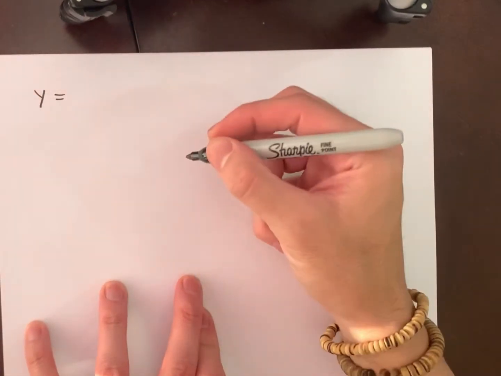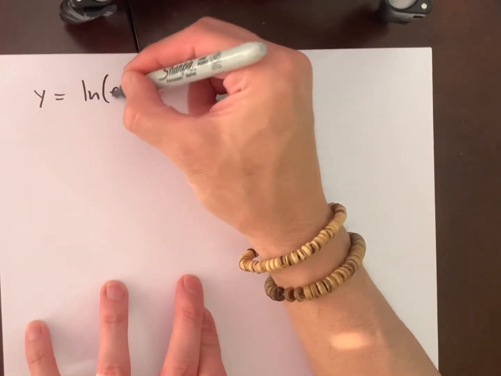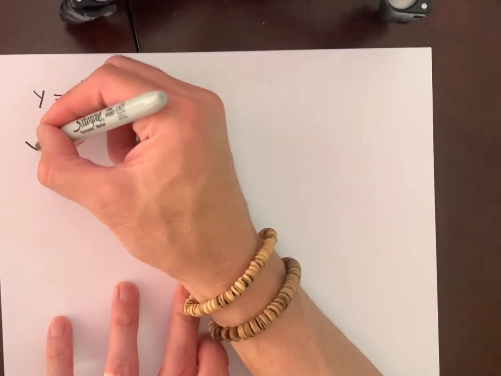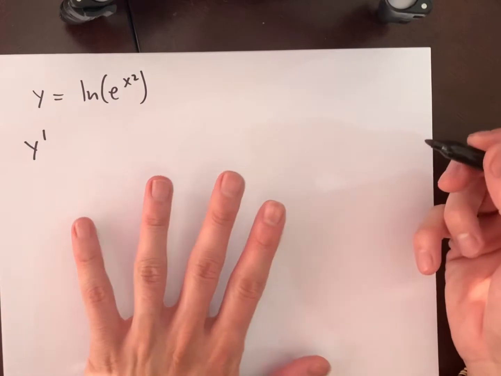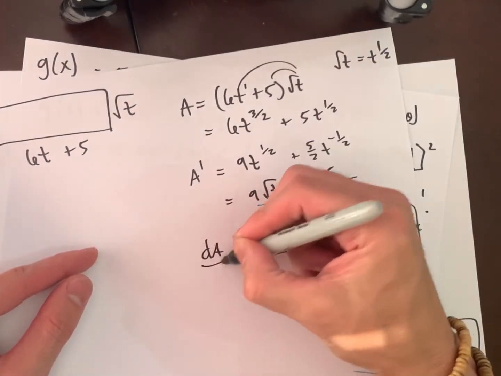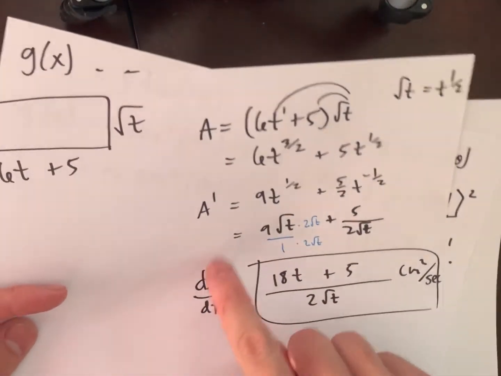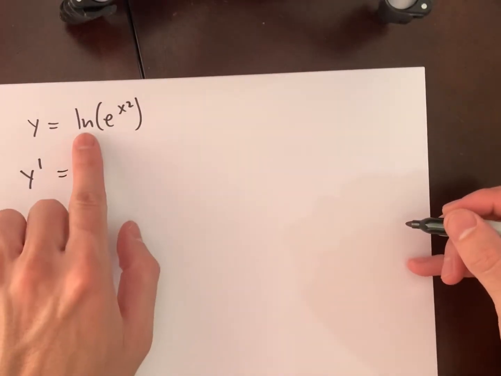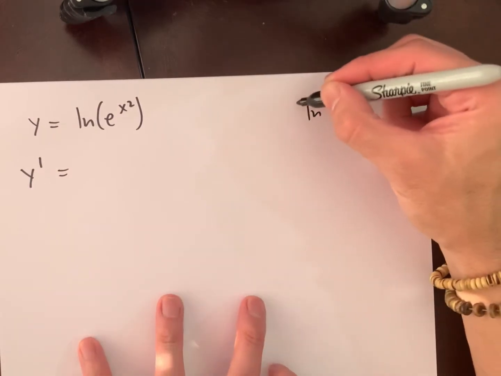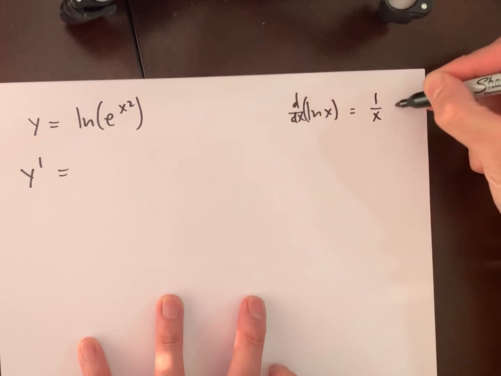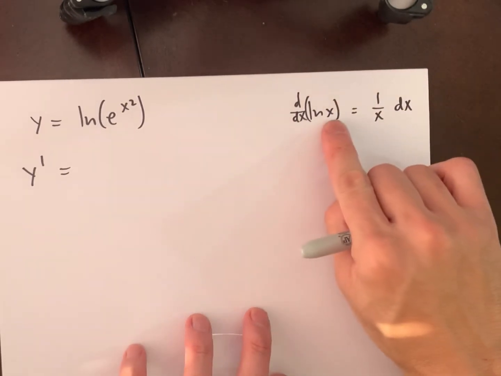So up next, y equals ln e to the x squared, and I believe we want the derivative. So let's call this y prime. And now that I thought about it, let's go back to the one that had to do with this one here. So instead of a, it should have been like dA dt, right? The derivative of area with respect to time. So anyways, back here, y prime, well, recall that the d dx of ln of x equals 1 over x dx.